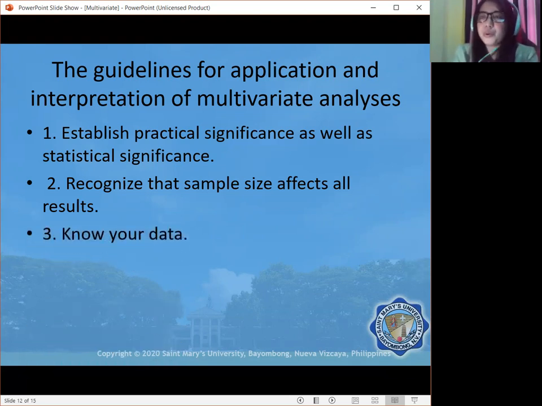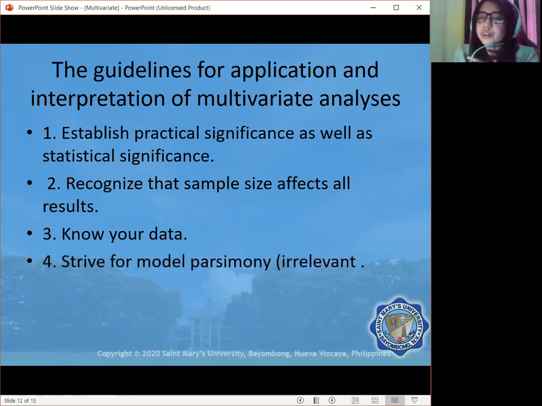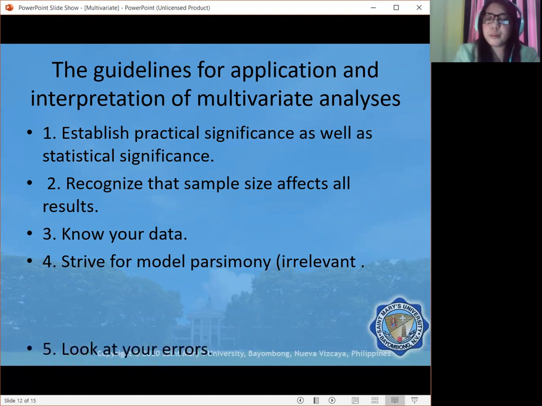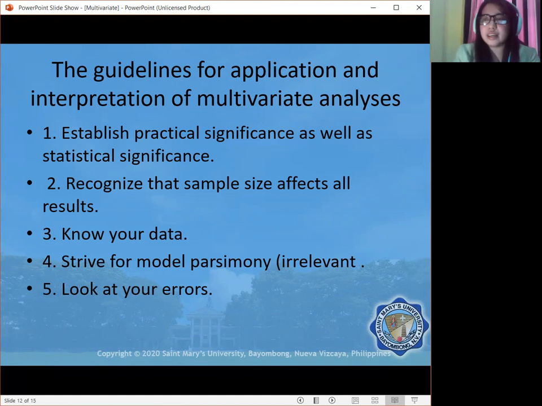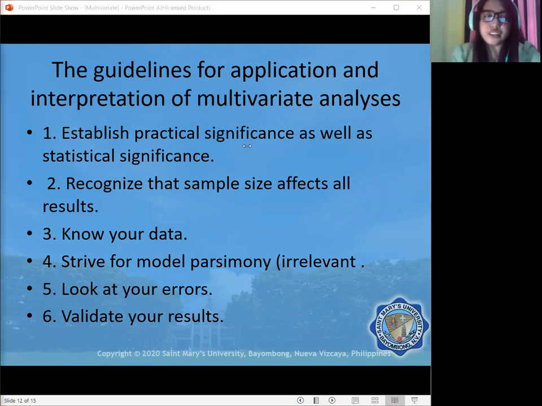And then for number 3, you have to know your data. Number 4 is strive for model parsimony, for instance, avoid including irrelevant variables. Number 5, look at your errors. In case that you obtain a model that is not a best fit model, or it is not the model that you are expecting, you can analyze your data again, find out what's wrong with your data. So you can look at your errors, what went wrong with the data. And then for number 6, validate your results. You can consider another sample to do that, so you can validate it by considering another group of samples.